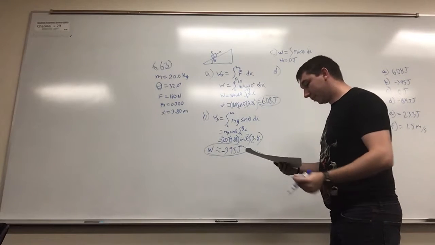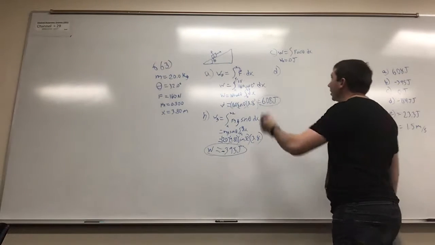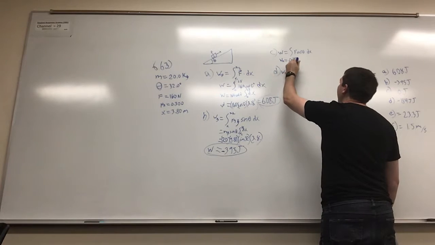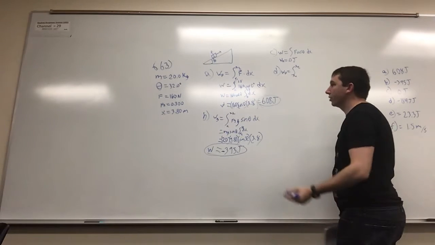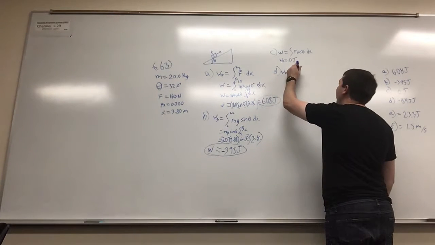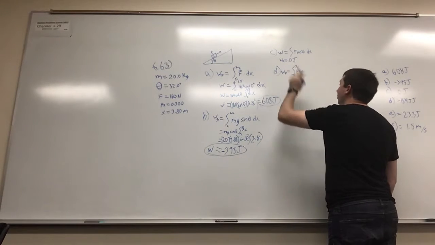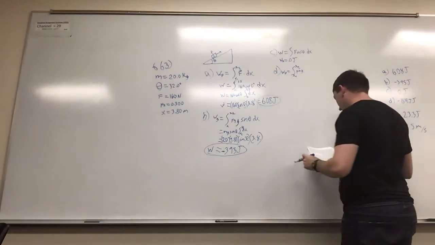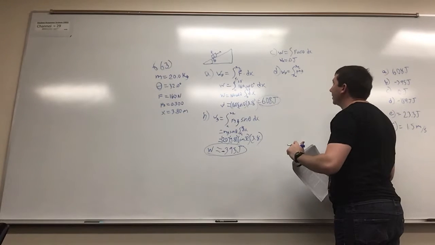Then part D asks for the work done by the frictional force. So we know that the work of friction is going to be equal to the integral from x1 to x2 of the force. The force is going to be the coefficient of kinetic friction times mass times gravity.